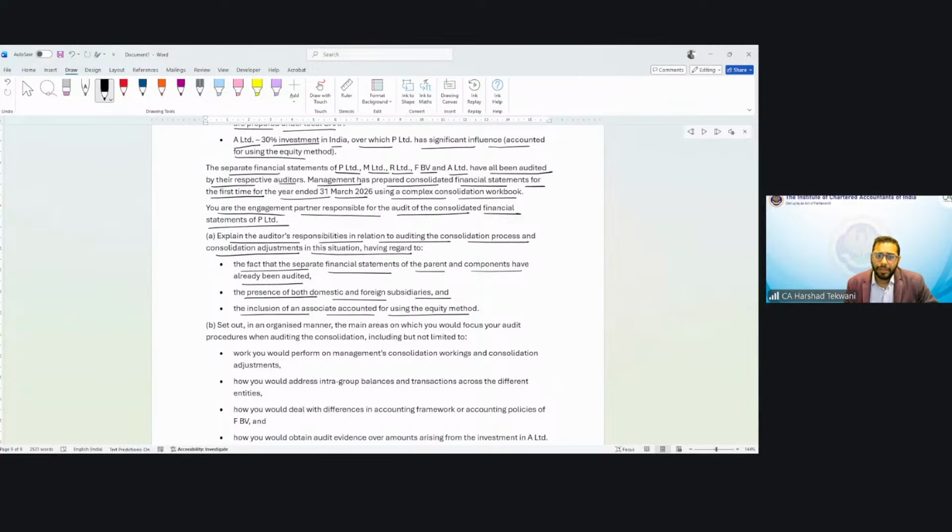Pretty straightforward. Trust me. When you have the foreign and domestic subsidiaries both, come on, quickly. What would be the auditor's responsibility at that point in time? Anyone?